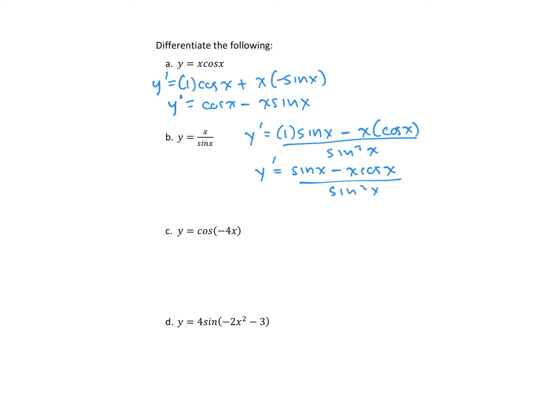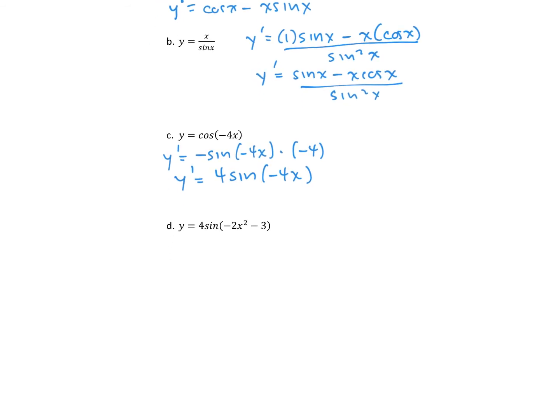In C, we have cosine of negative 4x. So this is a composite function, so we're going to take the derivative of cosine of negative 4x. So the derivative of cosine is negative sine, and it will be negative 4x. And then we'll take the derivative of the inside, which would be negative 4. So that results in a negative times negative 4 is positive 4 sine of negative 4x.